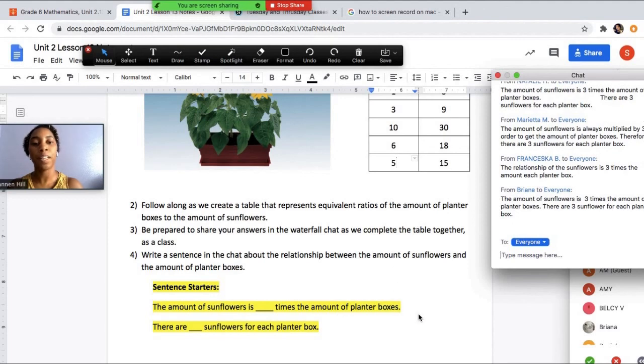So yeah, these ratios, it's all about relationships. It's all about just figuring out what's the relationship between the amount of one thing and the amount of something else.